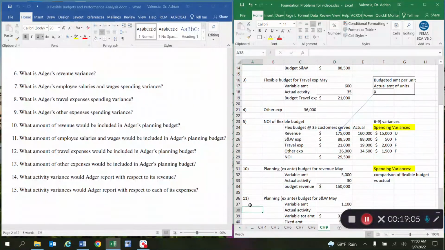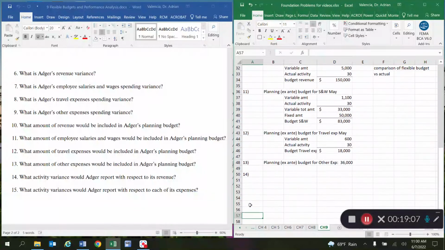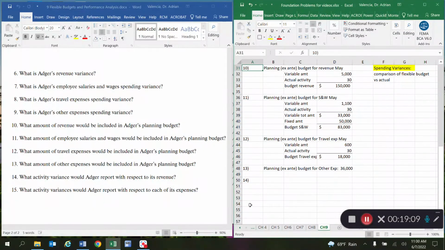So contrast that to what now we're being asked for. We're being asked for activity variances. So I'm just going to, first of all, let's go ahead and just call this 14 through 15, and we're going to call these activity variances.